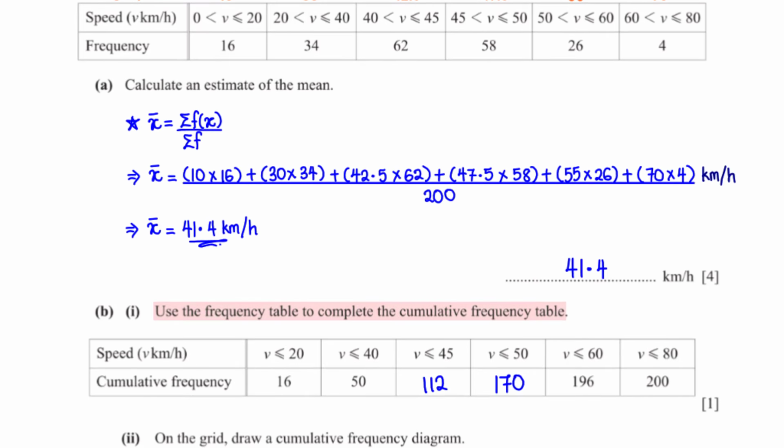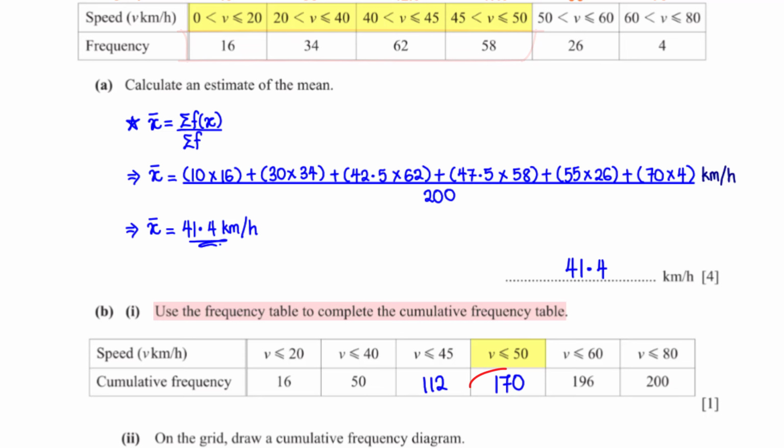Use the frequency table to complete the cumulative frequency table. For v is less than or equal to 45, we add up all the frequencies up to that point, which is 16 plus 34 plus 62. This equals 112. For v is less than or equal to 50, we add up all the frequencies up to that point, which is 16 plus 34 plus 62 plus 58.